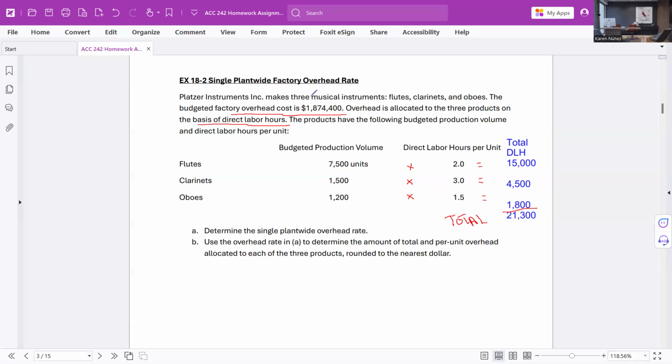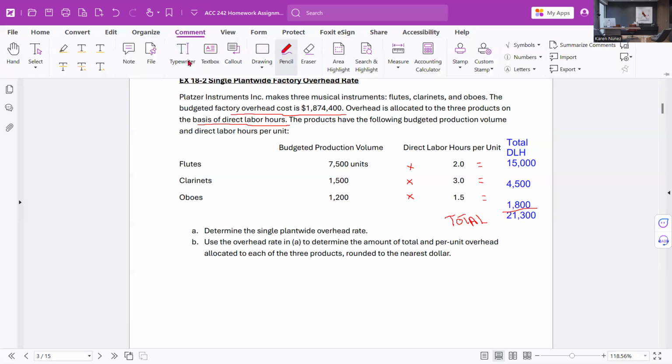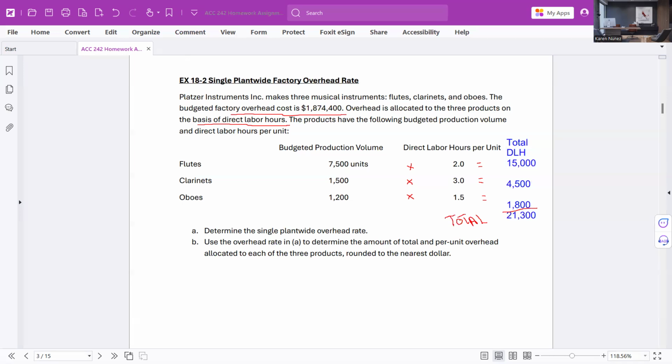So again, we want overhead divided by total hours. That's all we need to get a rate. The 1,008,744 divided by the total hours will give us the single plant-wide overhead rate that we need. So let's do that calculation. The single plant-wide overhead rate in part A.